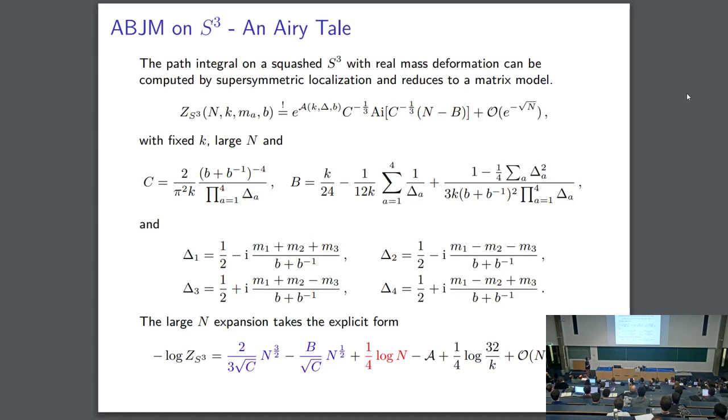And what I want you to remember from this slide is that these B and C and this whole thing is a somewhat involved function of these continuous parameters M, M1, 2, 3, and B, but the coefficient of the log N term is just a simple rational number. So this is an interesting structure that we'll try to get some mileage out of and explain a little bit.